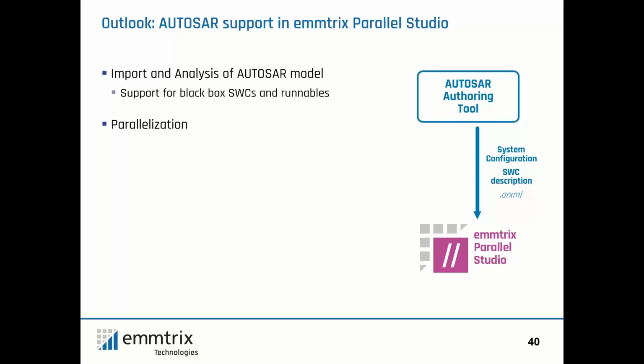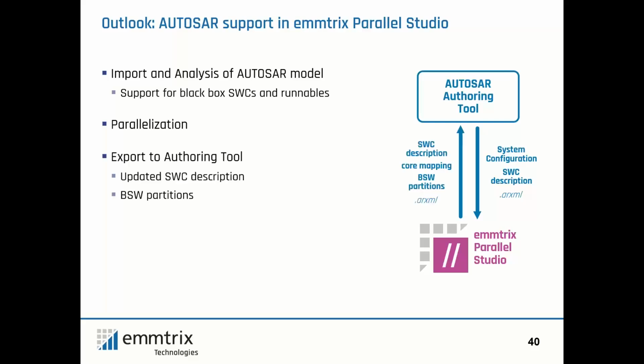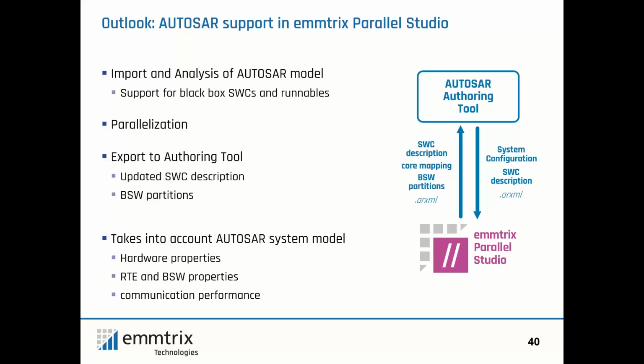Then we would do the parallelization the same way as I showed to you. We wouldn't directly generate target code, but we would export the results back to the authoring tool with updated software component descriptions that reflect the new core mapping, also the base software partitions as we created them. And this all takes into account the AUTOSAR system model, the hardware properties, the properties of the RTE and the base software, like, for example, the communication performance.